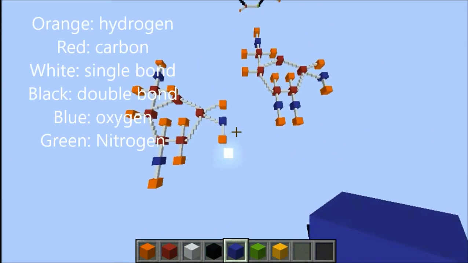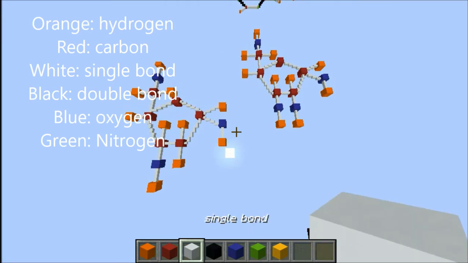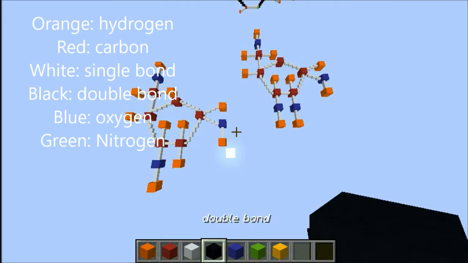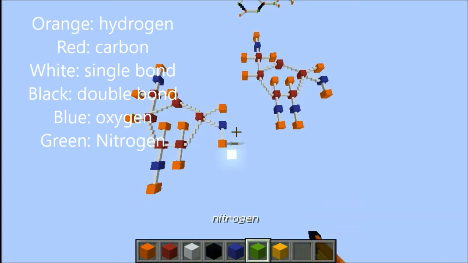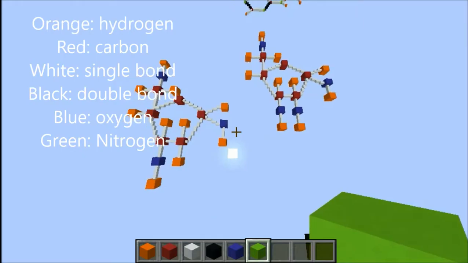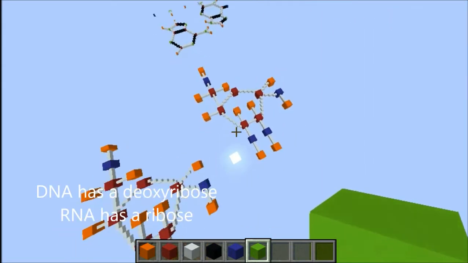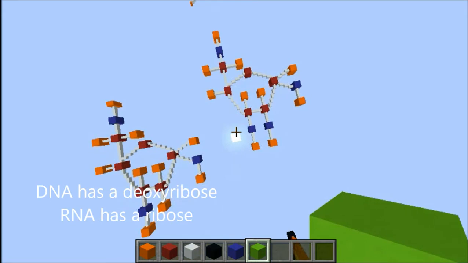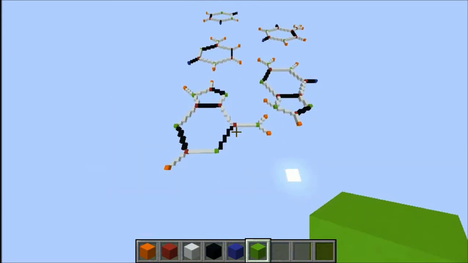For future reference, orange is hydrogen, red is carbon, white is a single bond, black is a double bond, blue is oxygen, and green is nitrogen. DNA has a deoxyribose, while RNA has a ribose, and that's the sugar that's connected to the phosphate group. Okay, so now we're going to get on to nucleic bases.